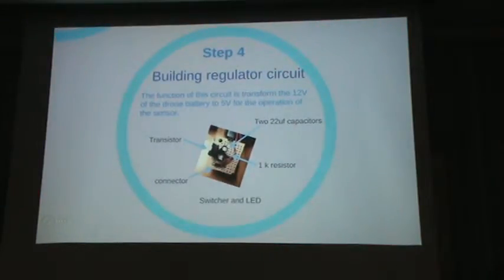And for step 4, we start building the regulator circuits. Its function is to transform the 12 volts of the drone battery to the 5 volts for the operation of the sensor. We use a resistor, connector, 1K resistor, capacitors, and in addition to that, a switch and an LED to show that the power is on.